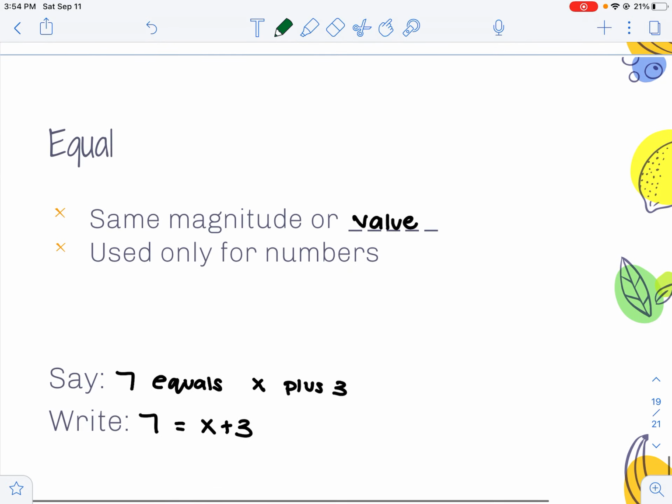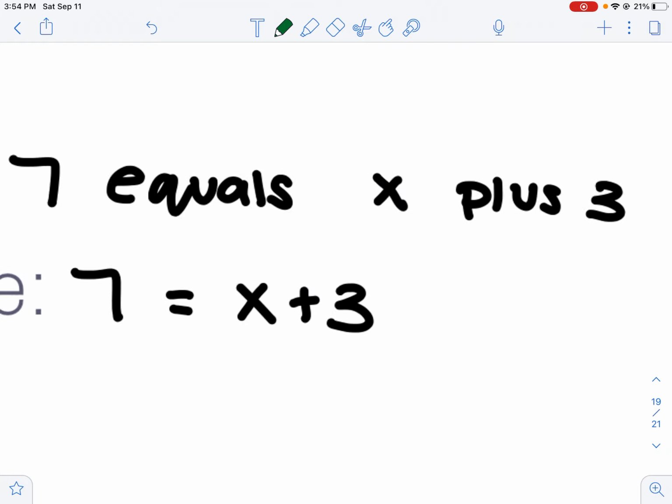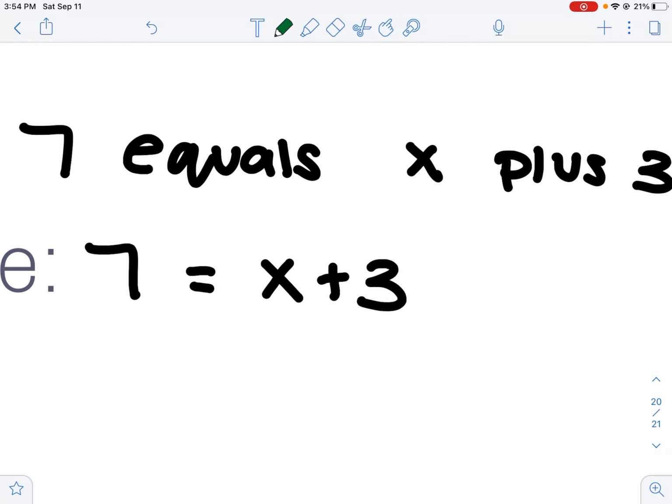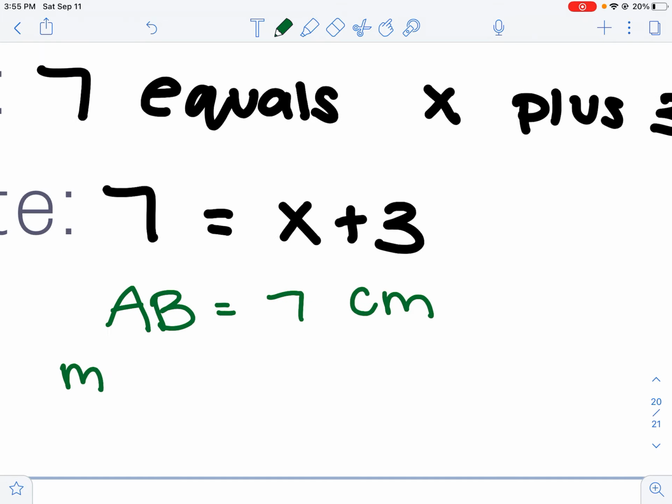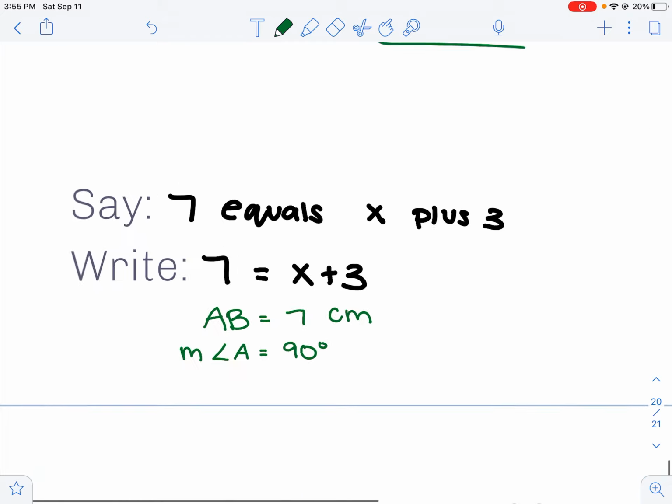Equal is used when I have magnitude or value, and I only use it for numbers. So we're used to doing something like 7 equals x plus 3. But now we could also do something like AB, and this time I'm not using the line segment up above because without it, it means the length of AB equals 7 centimeters. Or I could do something like the measure of angle A equals 90 degrees. I have to have some numbers involved though to use equal in geometry.